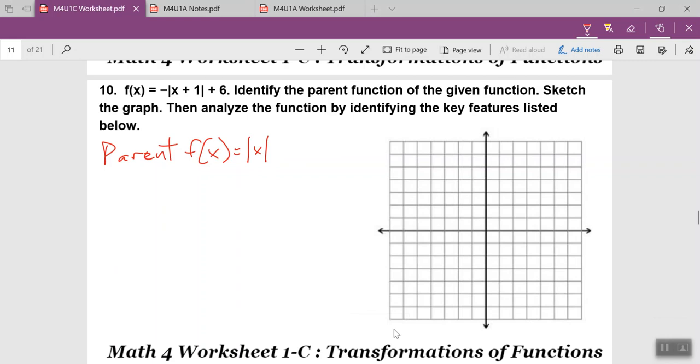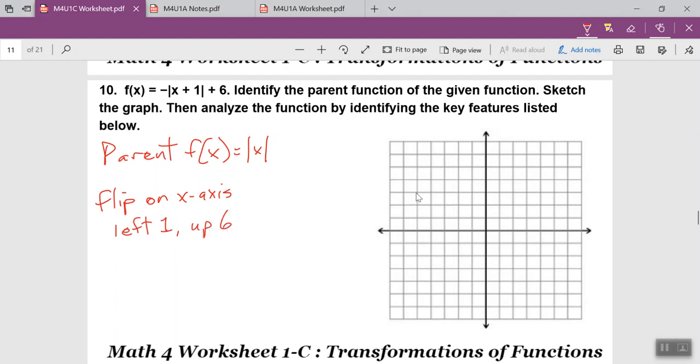Okay, so once we've identified the parent function, we need to sketch the graph of this and then analyze the function, identifying key features listed below. So let's start with the stuff in English. The negative in front means that we are going to flip on the x-axis, up and down, and then we are going to go left 1, and we're going to go up 6.